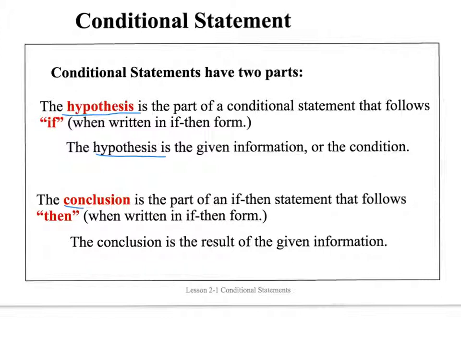The conclusion is the part of the if-then statement that follows the then, written in then form. The conclusion is the result of the given information. So sometimes it's true and sometimes it's not. But a conditional statement is what we call an if-then statement, where the if part is the hypothesis and the conclusion is the then part. So those are two new words that when I get back, we could stick into your dictionary because you'll need those. All right, let's look at the next page.